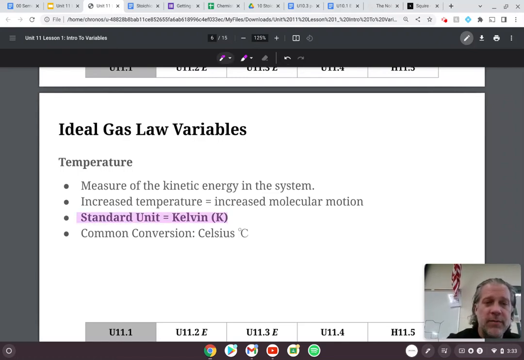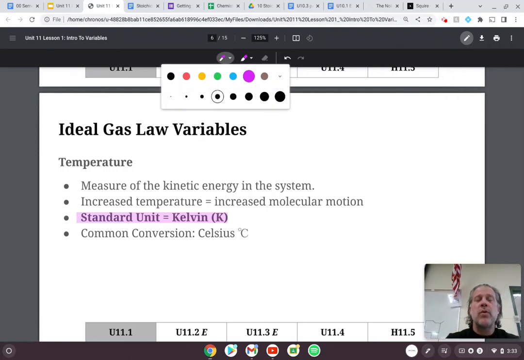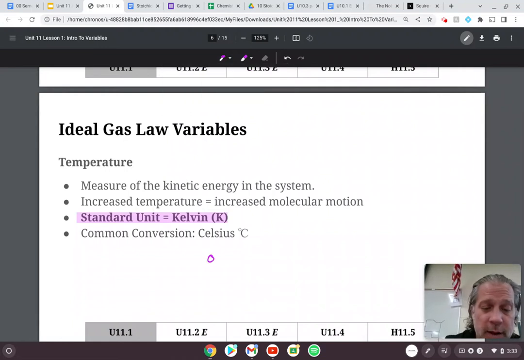And there's a common conversion because we don't have Kelvin thermometers in our chemistry labs. We have Celsius thermometers, but the conversion from Celsius to Kelvin is actually pretty easy. So we have degrees Celsius plus 273 will equal Kelvin. Okay. Now I want to go back real quick and identify the letter that we will use for the variable.